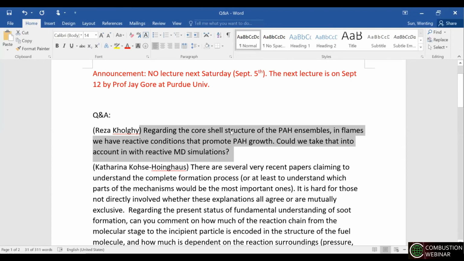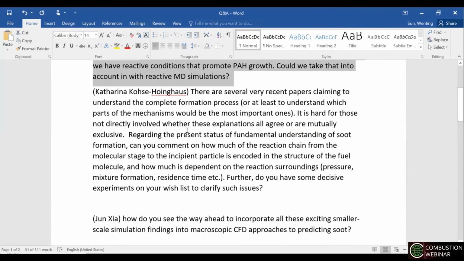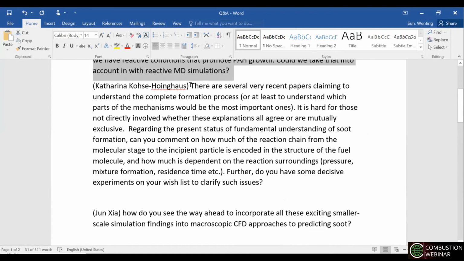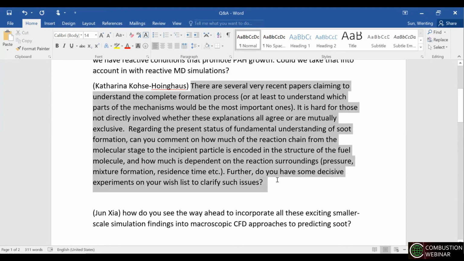Okay, thank you. The second question is from Professor Coles. There are several very recent papers claiming to understand the complete formation process, or at least to understand which parts of the mechanisms would be the most important ones. It's hard for those not directly involved to know whether these explanations agree or are mutually exclusive.